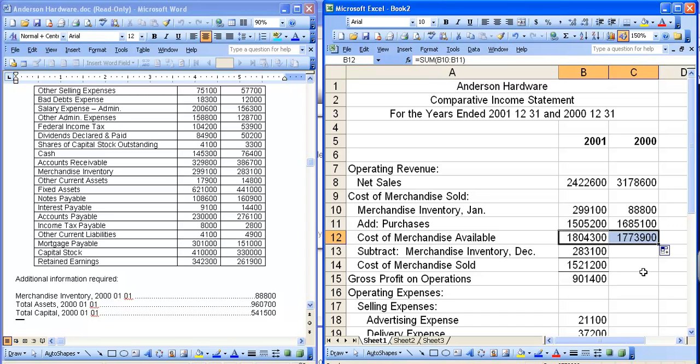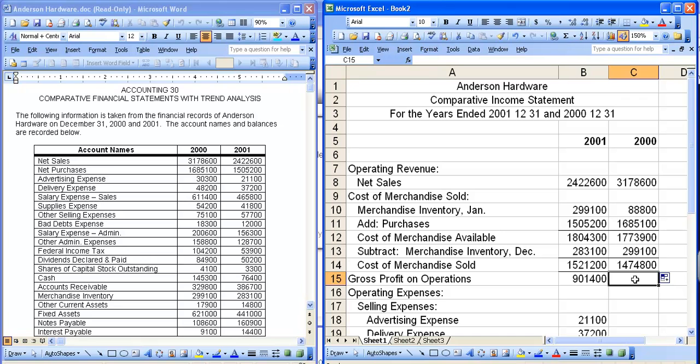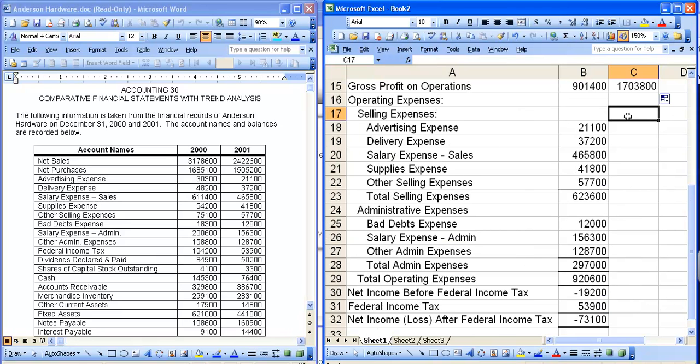And I am just going to copy that formula across so that we have the correct number. Subtract merchandise inventory at the end. Now we're going to look in the 2000 column where it says merchandise inventory, and we can see that it's 299,100. Once again we're going to subtract those numbers, so I'm just going to copy that formula across. I can copy the formula across for gross profit as well. I'm going to pause the recording again and enter in the expense amounts.